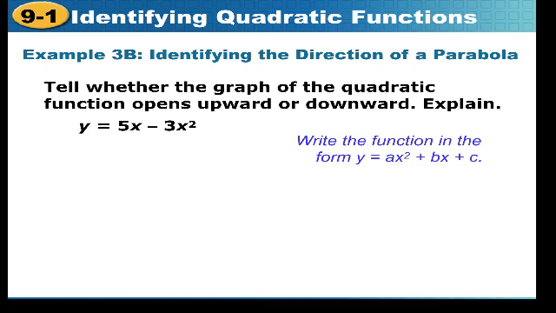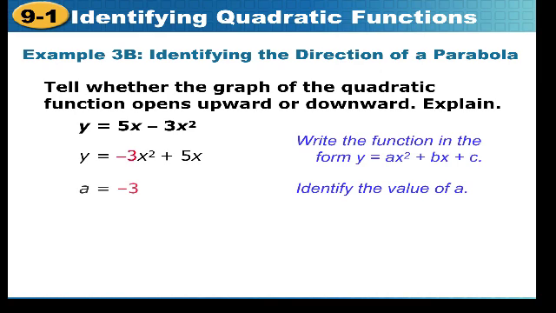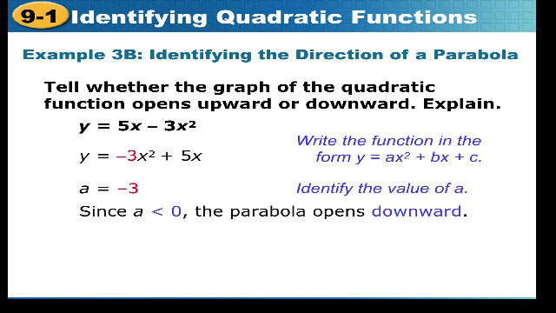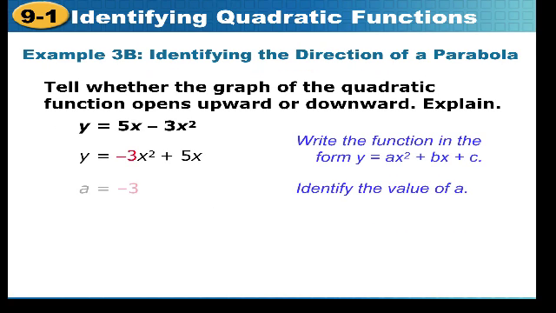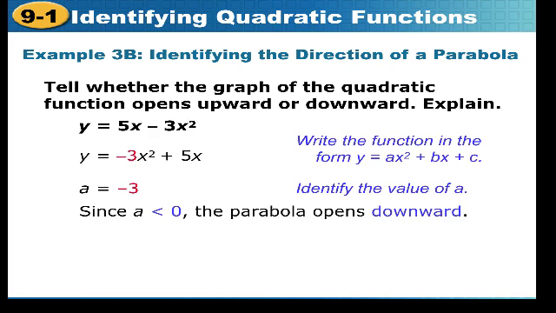Write the function in the form y equals ax squared plus bx plus c. Identify the value of a. Since a is less than 0, the parabola opens downward.